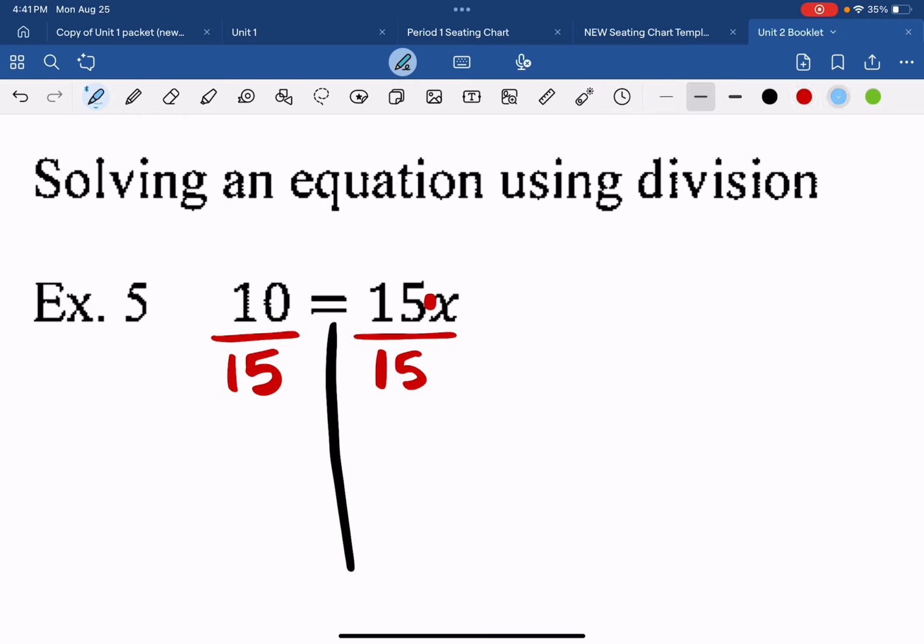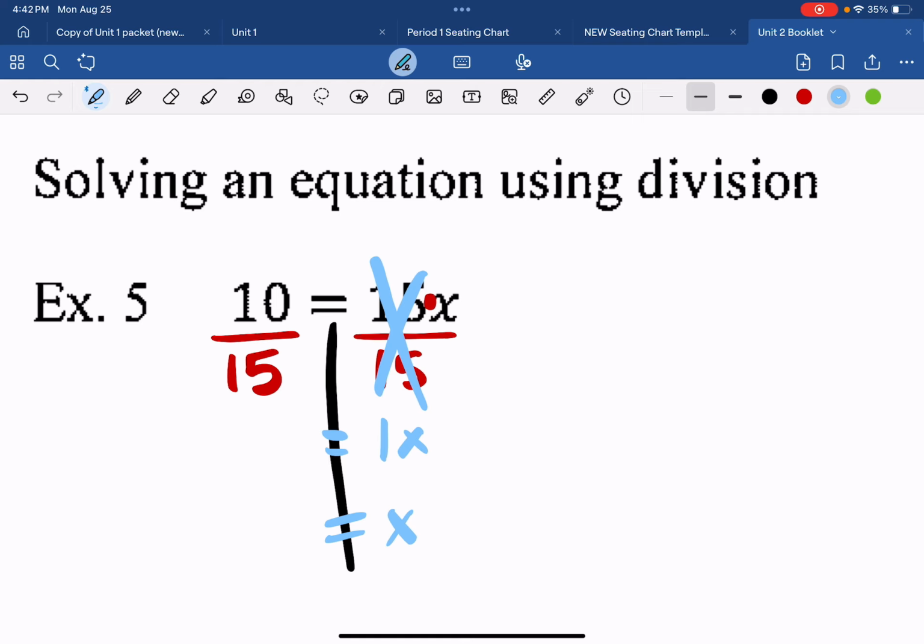Okay? When I divide 15 divided by 15, they go away, right? They technically become a 1x, right? 15 divided by 15 is a 1, which simplifies to a 1x, which we know is just x. Okay? So that's how that works. It cancels each other out.